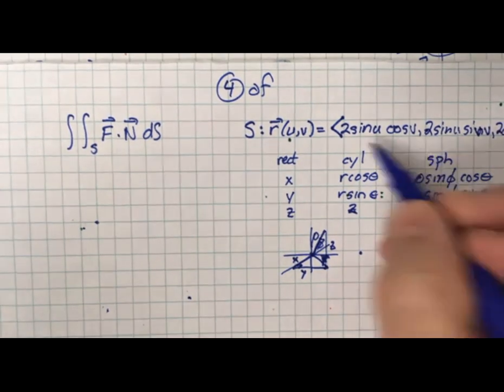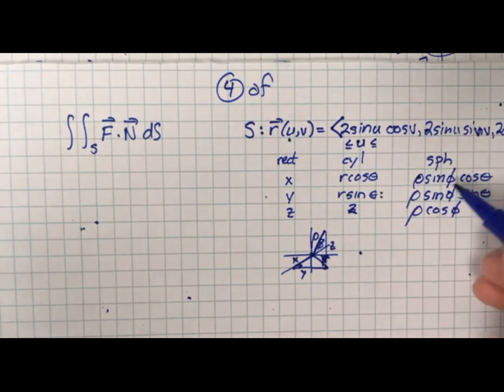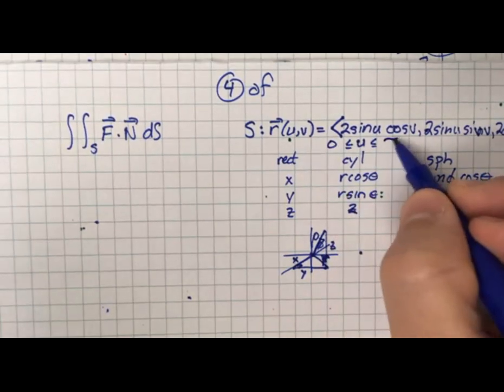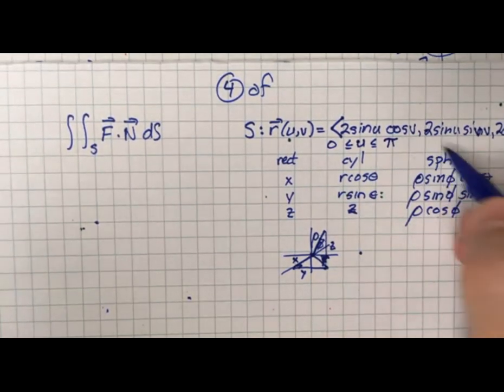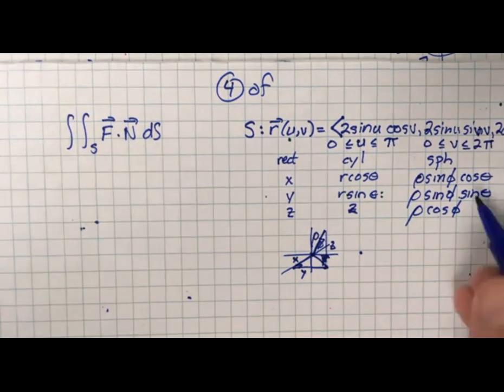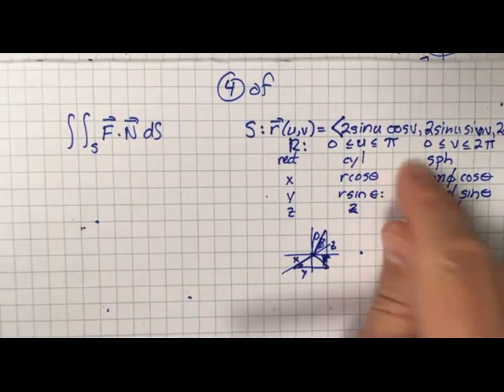You could name them otherwise, but make sure you got this straight, that the u is playing the role of the phi. So that's going to go from 0 to pi. And the v is playing the role of theta. That's going to go from 0 to 2 pi. You have freedom to name these as you wish, as long as you're consistent. So these will be the variable parameters.